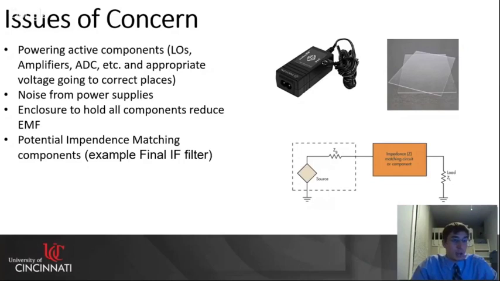Also, we have some concerns about how electromagnetic interference will play into our design with the components being so close to each other, and we're hoping that by using a plexiglass enclosure, we might be able to combat some of these reservations. And then lastly, with so many components being cascaded and chained together, we're concerned about impedance matching between the components. Already when we were testing our final IF filter, we found that we were getting poor performance and that an impedance matching circuit was needed.